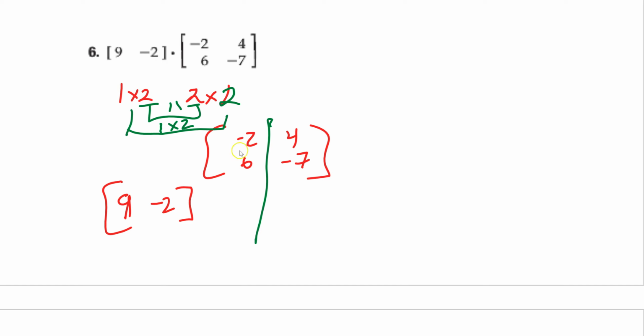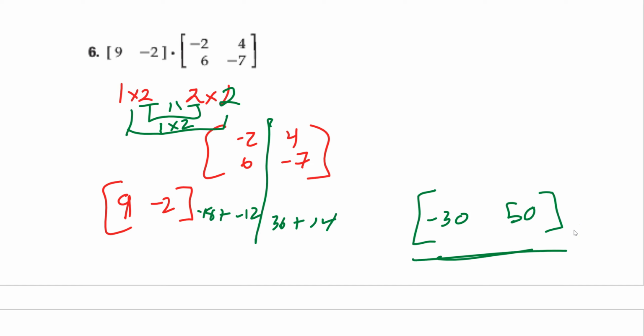So again, we're going to multiply the first two. 9 and negative 2 is negative 18. Plus, multiply the next two: negative 12. Move on to this one. Multiply the first two, 9 times 4 is 36. Plus, negative 2 times 7 is negative 14. So we get negative 30 and 50.